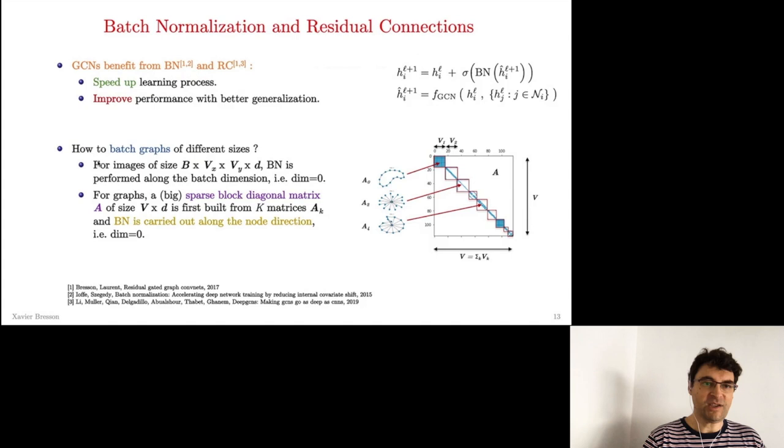Then GCN benefits strongly from batch normalization and residual connection, and it comes almost for free. So you take your favorite GCN aggregation function, then you use batch normalization and you do residual connection, and it is really helpful. You speed up the learning process and you improve performance with better generalization. How do you batch graphs with different sizes? What we do is that we first build this sparse block diagonal matrix. And each block is basically one graph, one adjacency matrix. And then you do batch normalization along the node direction.